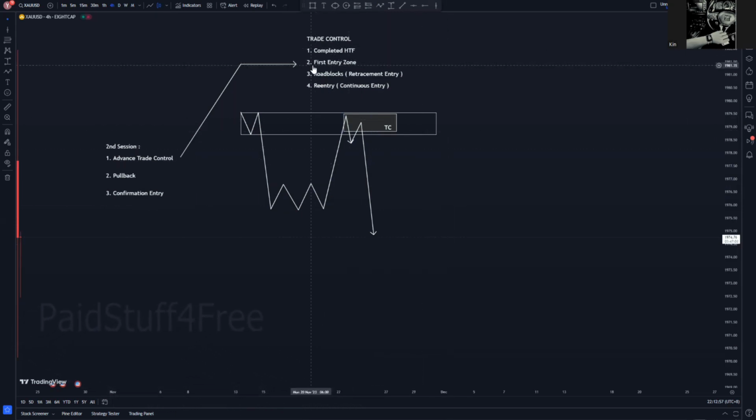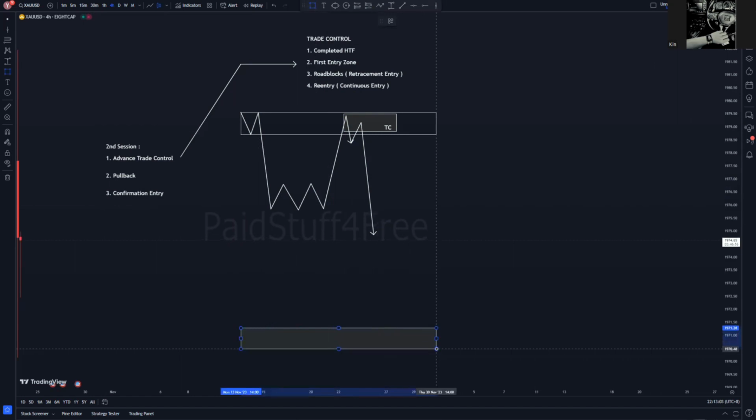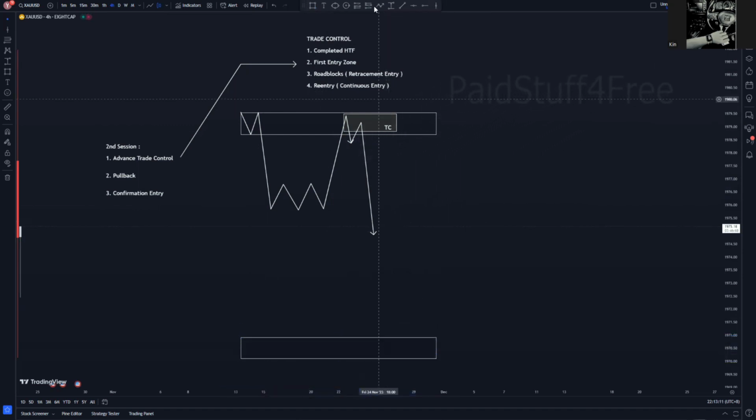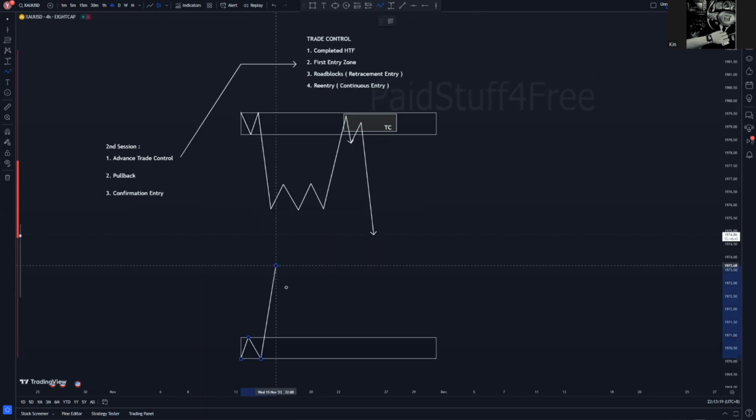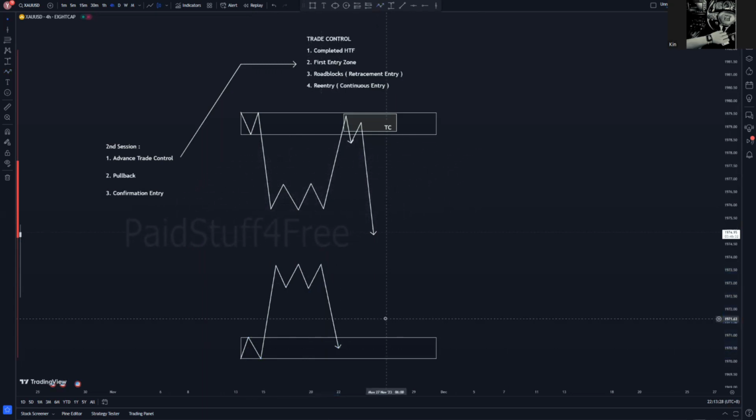The second one is going to be the first entry zone and how it works. We need to understand how it works. The first thing we're going to have is an engulfing buy on H4. Then when the price makes the pullback and gets into the zone, we're going to answer the question of how the trade control has been created at the current market price.